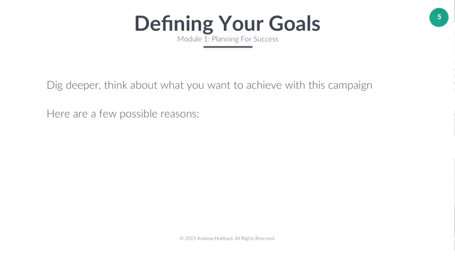So now that we've defined our top level goal, I want you to start to think about what the next level down is. What do you actually want to achieve with the campaign? Say you've decided that you want to generate more app installs. We want to look at why you want to generate app installs. What do you actually want to generate them for?